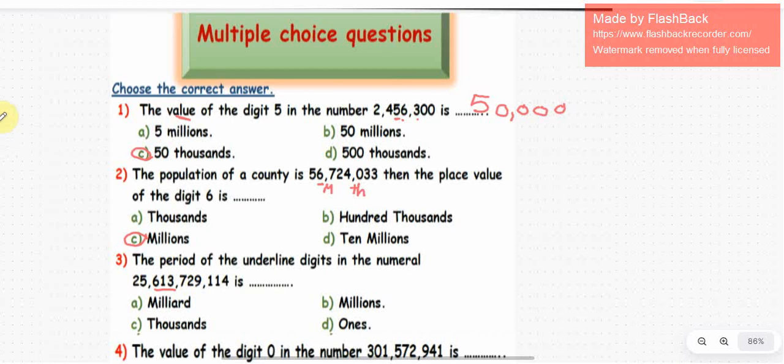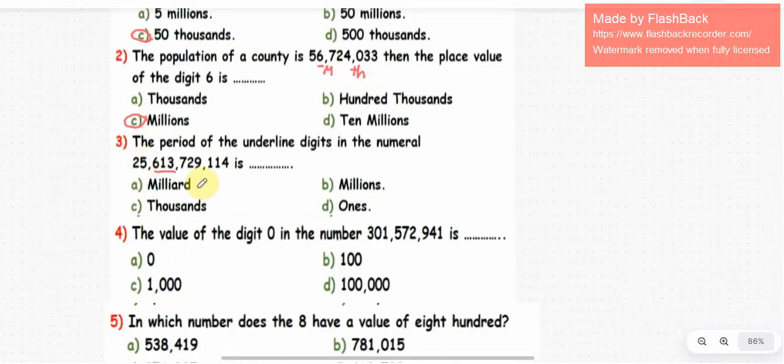25,613,729,114. So before we start, we write under the comma: 1,000, million, and milliard. So this underlined digit is in which period? Period and million. So I have to choose million. Question number 4. The value of the digit 0. Value means number. And we said the value of a 0 is always 0.